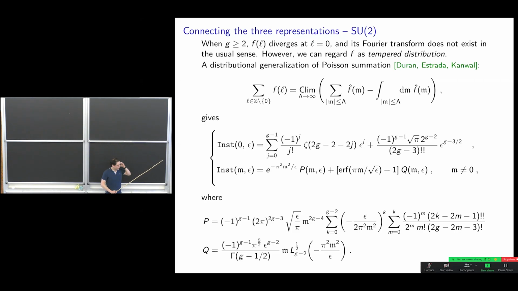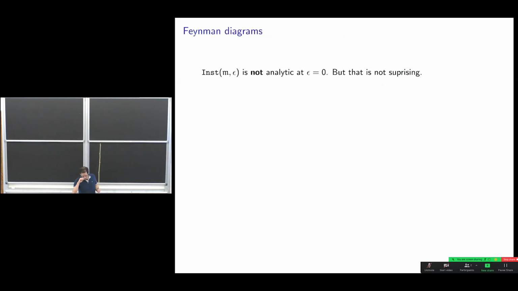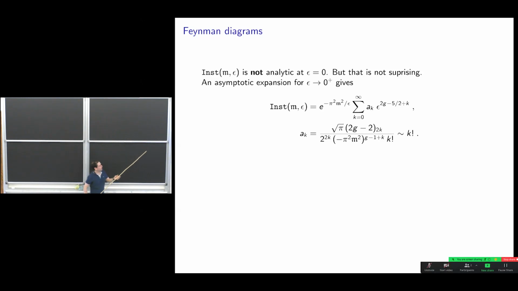So this is the result that, for instance, you would expect from localization. But this is also what you would expect from a perturbative computation, if not for the fact that this does not really take the form of a trans-series. So we would like to perform an asymptotic expansion of this term, and that we can do. First of all, of course, this function is not analytic at epsilon equals 0, and that's not surprising. We know that Dyson told us that this is what happens a long time ago. And we can perform an asymptotic expansion, and we can write it in this form. And this takes a nice compact form.